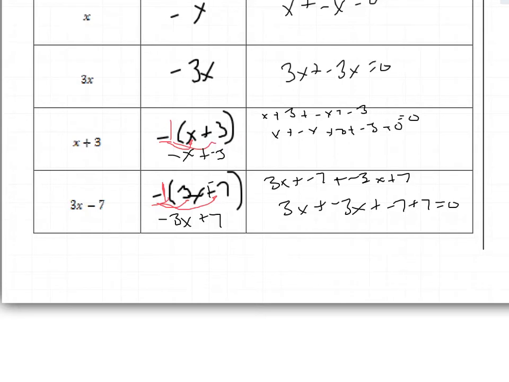So again, when we see this, we can rewrite the opposite of a group as negative opposite of the group, and we can also think about that as the opposite of each individual part kind of through this distribution, the opposite of x and the opposite of 3, -x and -3. Okay, let's continue on to our other work.